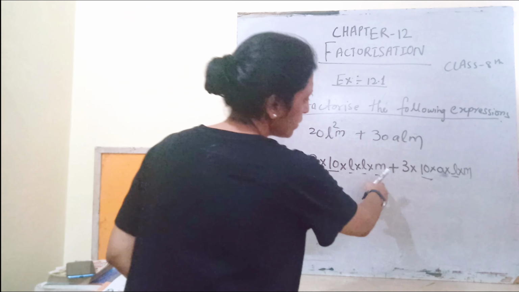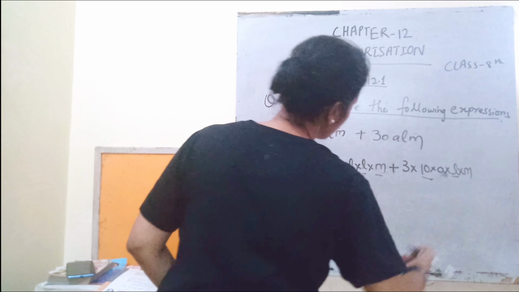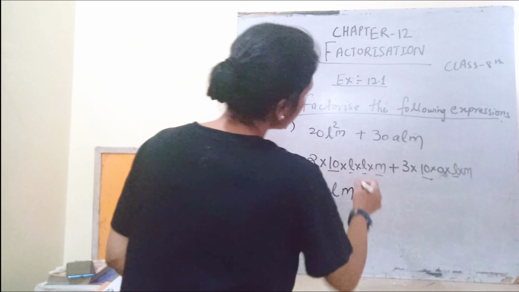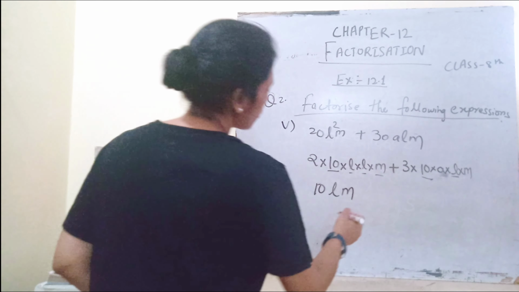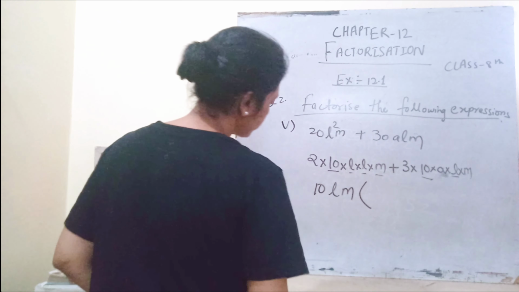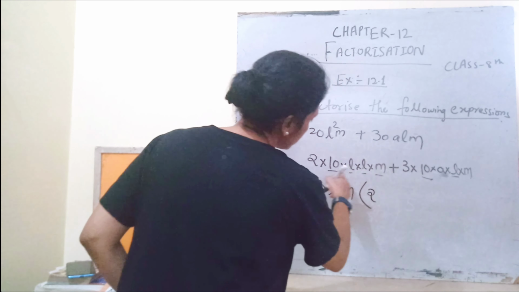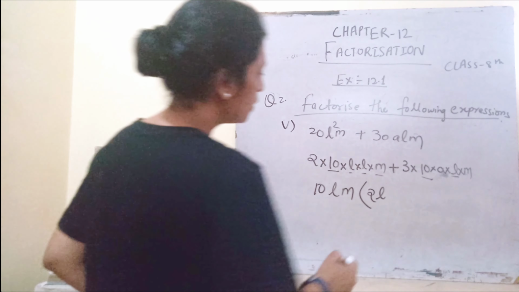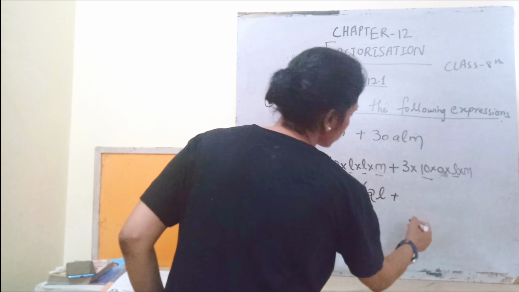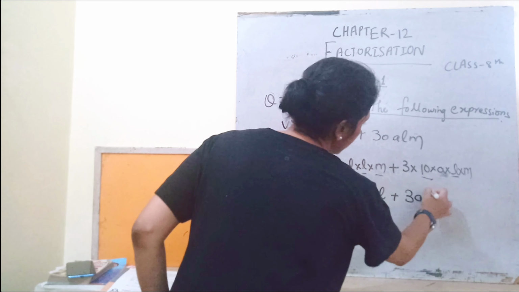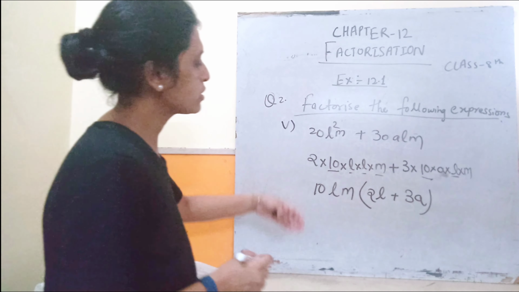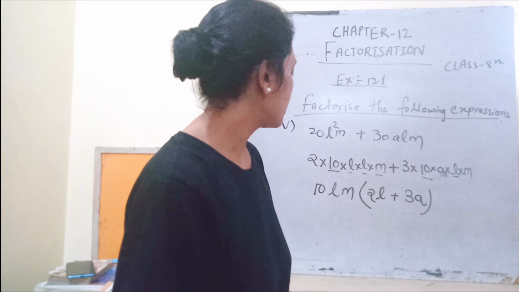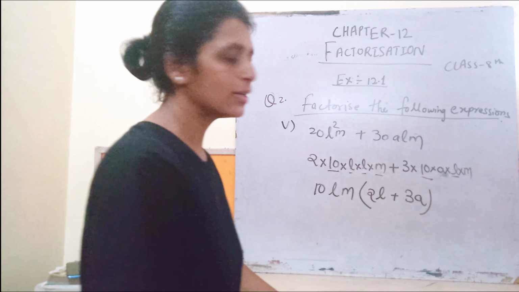Now here m is there, and in the second term also m is there, so we can take m as the common factor. So in the first term we are left with 2, since 10, 1 l and 1 m are taken, so we are left with 2l, plus in the second term we are left with 3a. So the factorization of 20l square m plus 30alm is 10lm multiplied by 2l plus 3a.